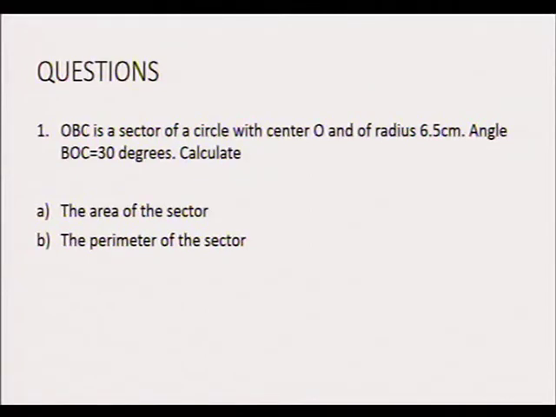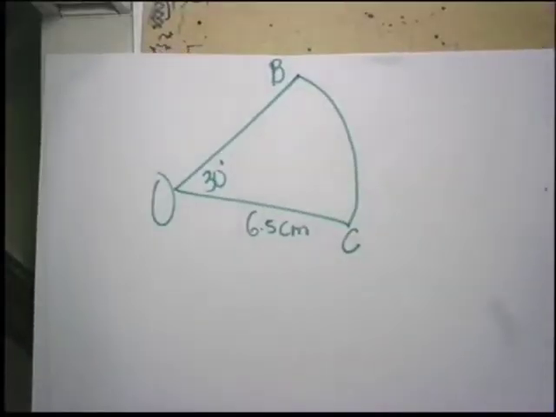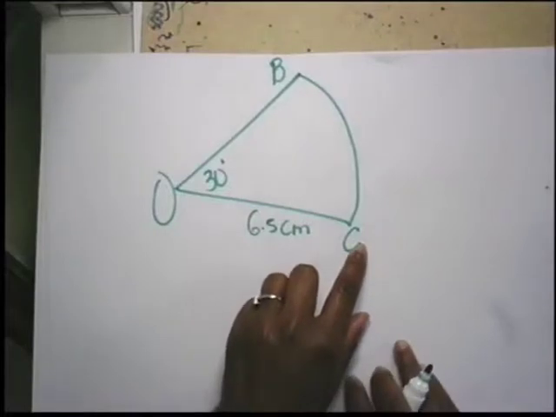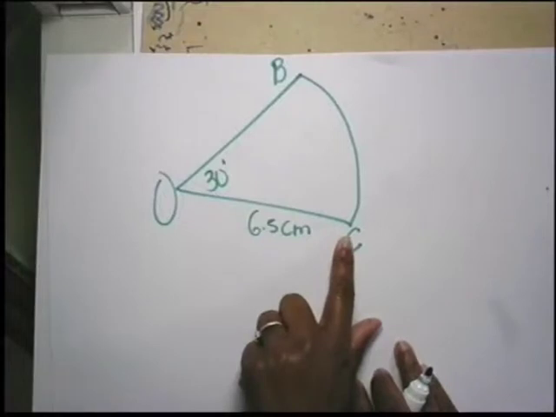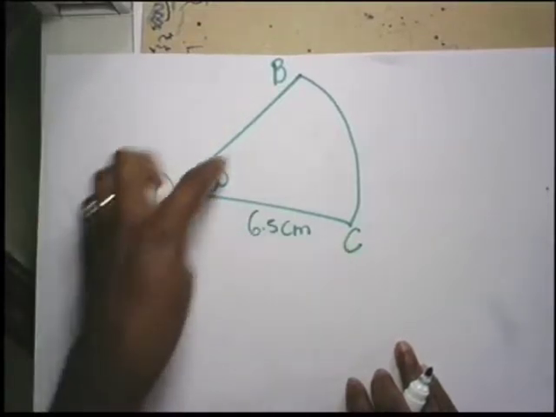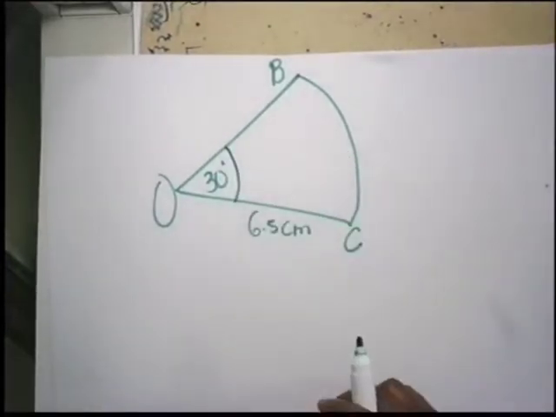Okay, what are we having here? This is exactly what we are going to have. It's a sector of a circle. You know what a sector is? This is a sector, and this is OBC. OBC is our sector of the circle. The center is O, and the radius is 6.5 centimeters. The angle BOC, the angle formed here, is 30 degrees.